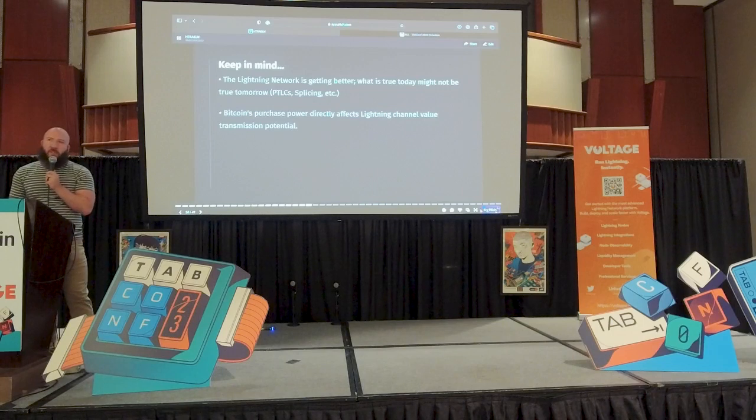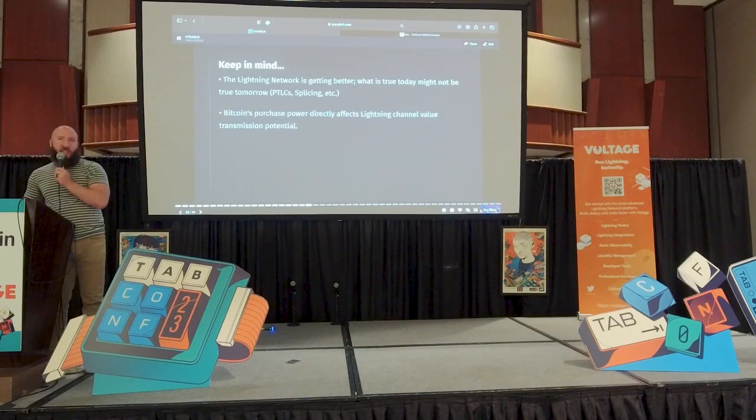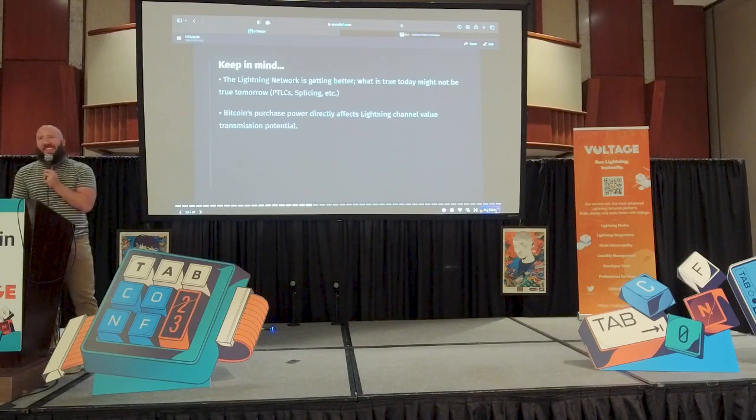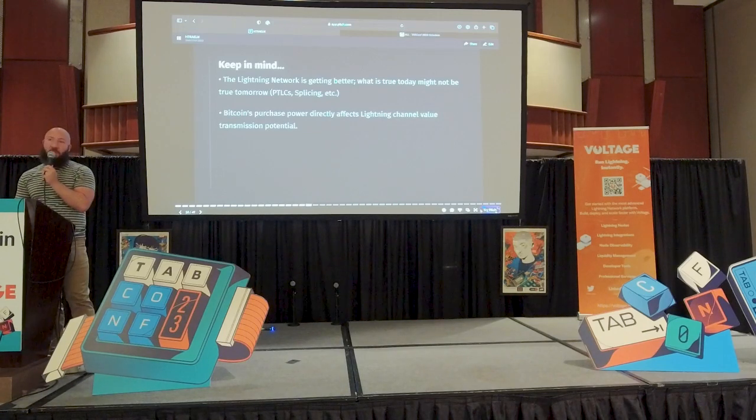Yeah, this is why I believe, I don't want to say the walls are closing in, but the walls are closing in. If you think Bitcoin's value is going up, that's really good if you already have a Lightning node going. It's really bad if you don't yet. So consider that.